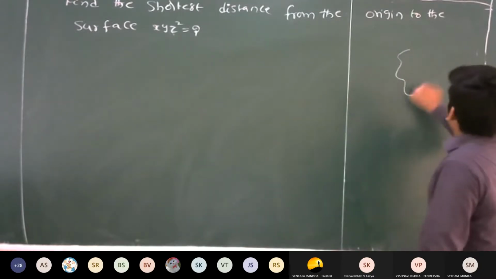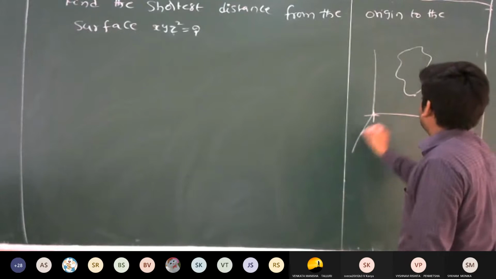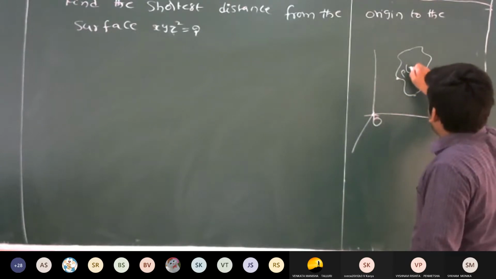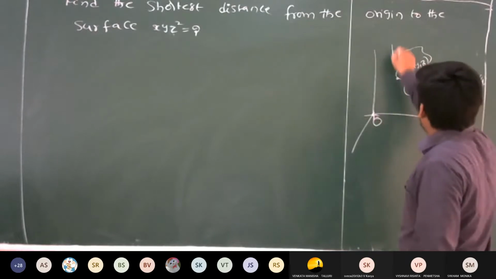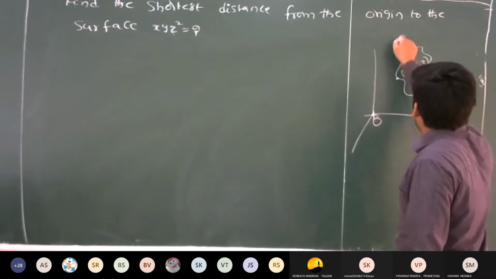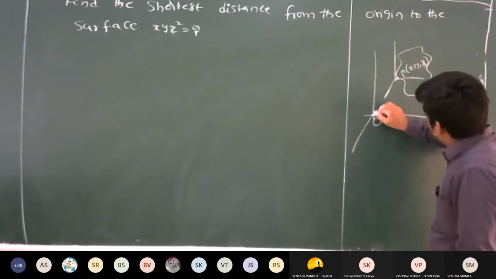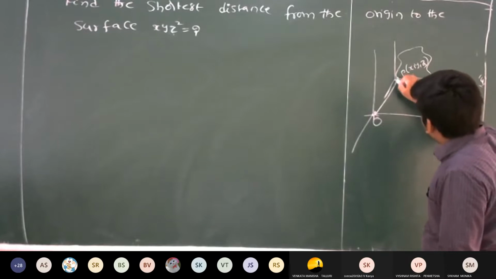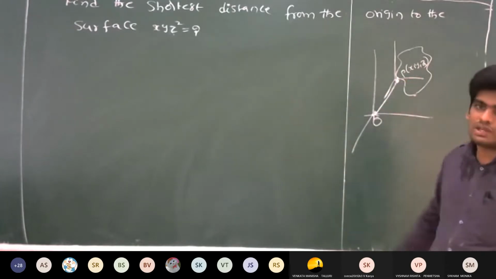Given that, this is the surface, right? And this is the origin. Let us assume P is any point on the surface, (x, y, z). Now we are going to calculate the shortest distance from the origin to the point P.